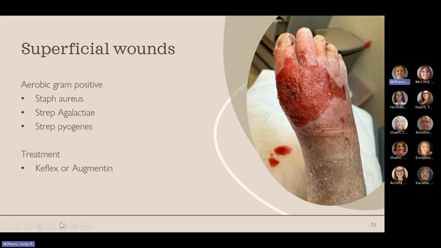Personally, I prefer Augmentin. It's BID. It's well tolerated, although some patients do have GI side effects, and you can prescribe probiotic with that. And then the Augmentin will also provide gram-negative coverage, such as E. coli and Klebsiella.